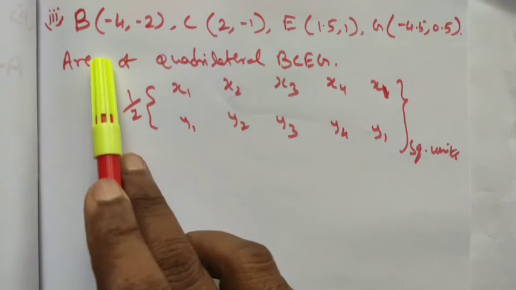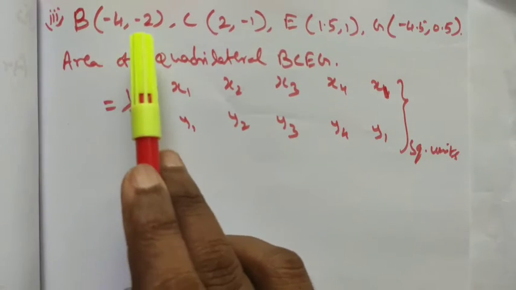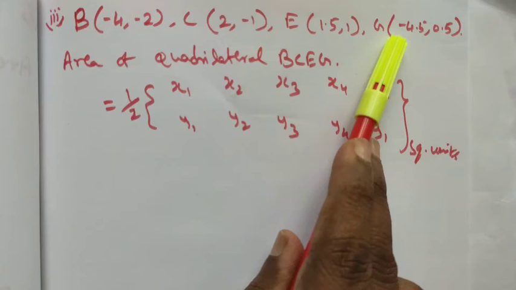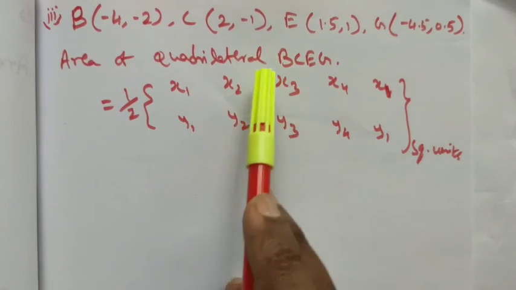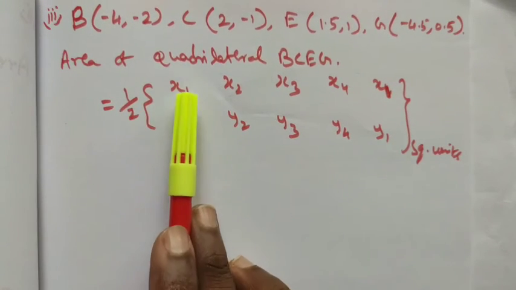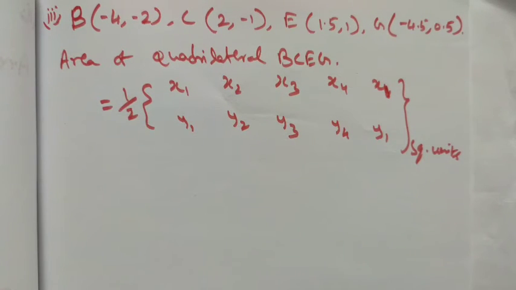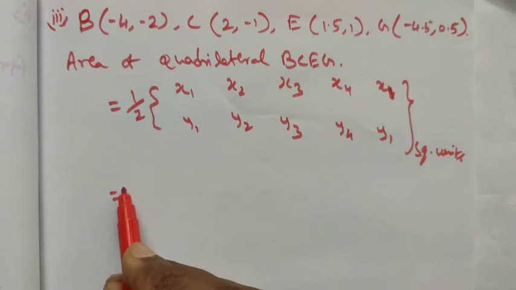In the third Roman number, we have to find out the area of the quadrilateral BCEG. The BCEG points are given. We want to find the area of the quadrilateral. We know the formula of area of the quadrilateral, half into x1y1, x2y2, x3y3, x4y4, again x1y1. Now we are going to write the given values in the appropriate places.